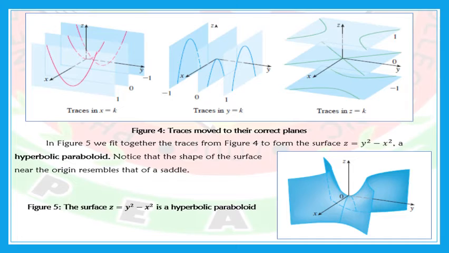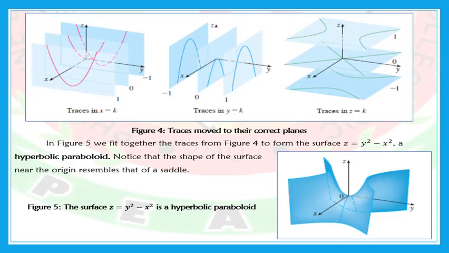So, a hyperbolic paraboloid. Hyperbolic paraboloid siya kasi dalawang traces niya is parabola and then isang traces niya is hyperbolic. So, a combination of hyperbola and paraboloid, that is a hyperbolic paraboloid. Notice that the shape of the surface near the origin resembles that of a saddle. So, para itong saddle, yung nilalagay sa upuan, sa horse, para hindi masakit sa puwet, diba? So, in this figure, class, the surface z equals y squared minus x squared is a hyperbolic paraboloid.